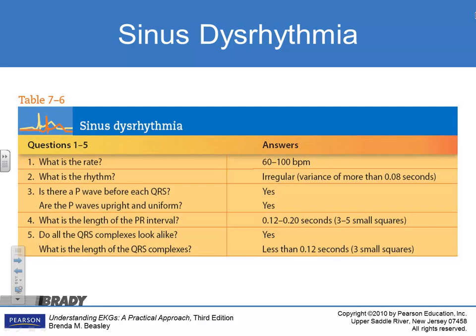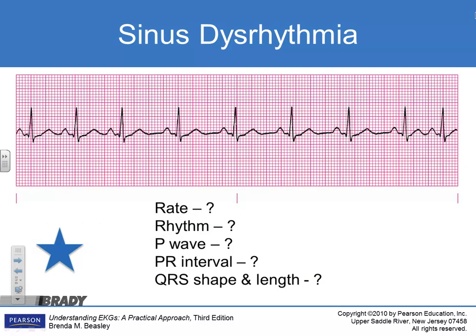All right, here's the little sheet on that. What's the rhythm? Irregular. It's going to vary more than... last one said 0.08. 0.08. I have to fix that. All right. Okay, let's look at this rhythm. Do you pick up the inspiration and expiration or the slight dysrhythmia? This is a 6-second strip. So what is this?